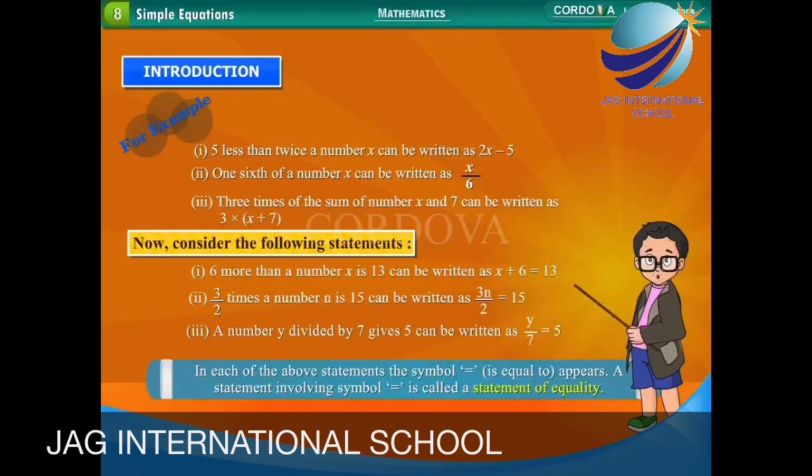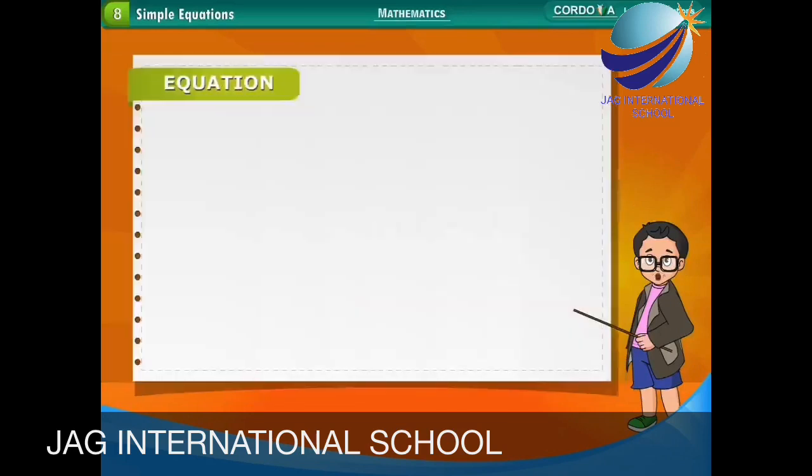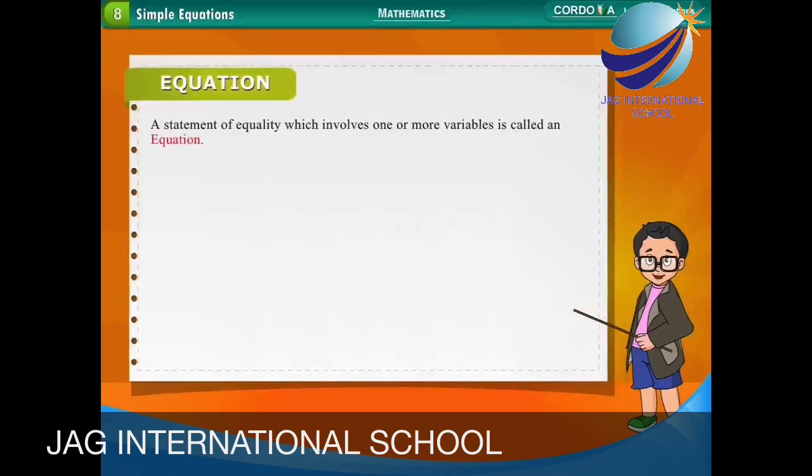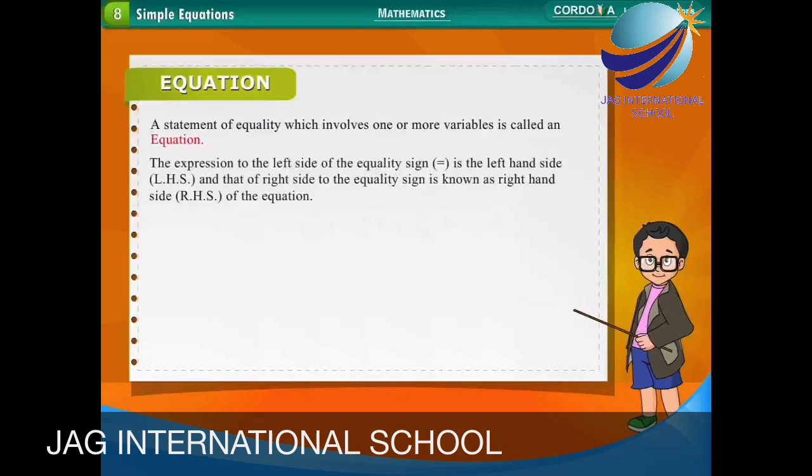In each of the above statements, the symbol is equal to appears. A statement involving the symbol is equal to is called a statement of equality. Equation. A statement of equality which involves one or more variables is called an equation. The expression to the left side of the equality sign is the left-hand side, LHS, and that of the right side of the equality sign is known as the right-hand side, RHS, of the equation.